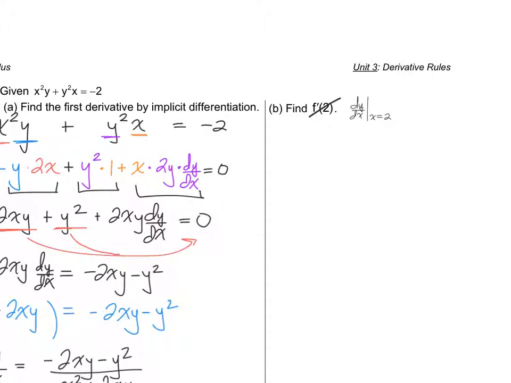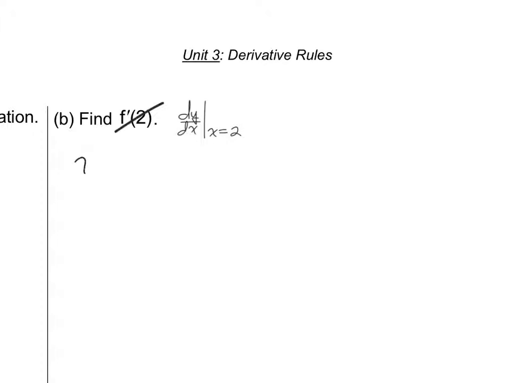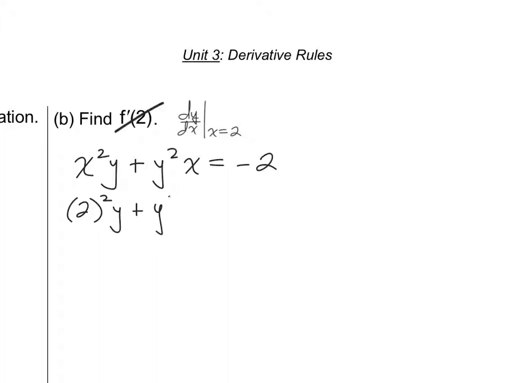We have a couple of things to do here, because my derivative is not only in terms of x, but also in terms of y. So I need to know the y that goes along with that x. I'll start with that. I'm just replacing in my original equation all of the x's with the 2, and then I'll solve that for y.